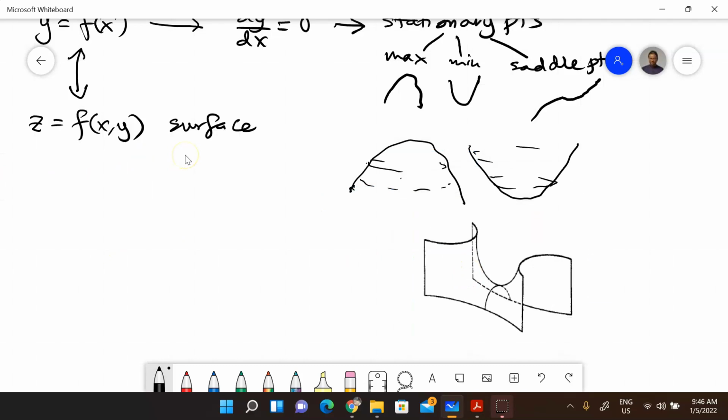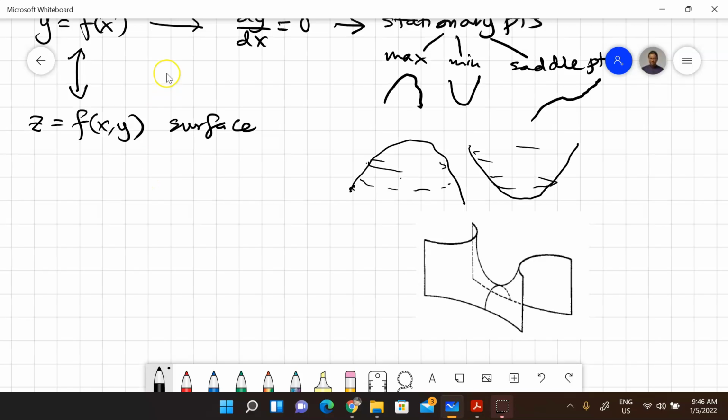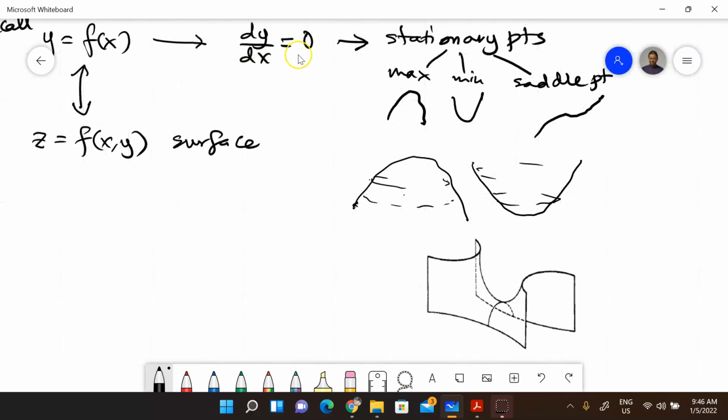So again, what would be the conditions that we want to take? The conditions are similar to the one given for the ordinary case. You take the derivative and equate it to 0, but over here, what you need is the partial of z with respect to x equals 0, as well as the partial of z with respect to y equals 0.